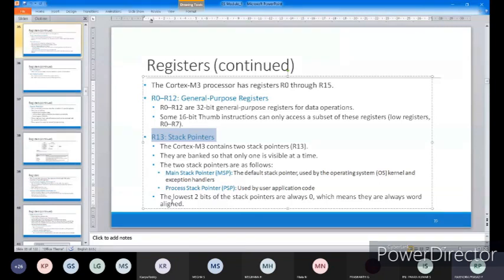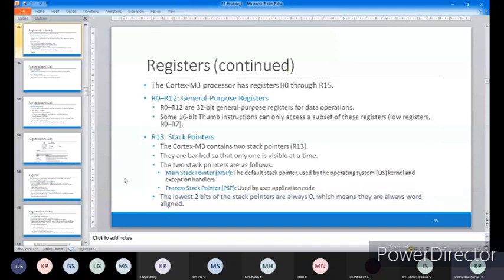The lowest 2 bits of the stack pointer are always 0, which means they are always word aligned. Word aligned means what? That you should get a 32-bit value. It is a word, not a byte. Now if I say byte, it is 8 bits. If I say word, it is a complete 16 and 16, so in total it will be 32 bits. That is the memory part which I am trying to tell you.